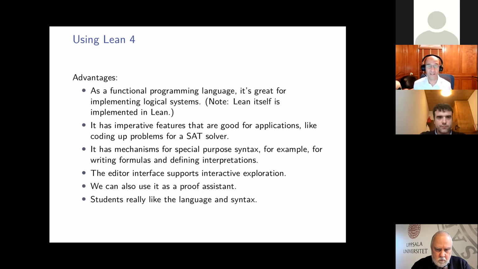So what were the benefits? Well, there were a lot. First of all, as we'll see, as a functional programming language it's really great for implementing logic. As evidence for that, Lean itself is implemented in Lean. So it really is good for implementing logical systems. But I'll show you that the language has some imperative features as well, and those were really essential for a lot of things we did. The most natural way to code something up was just to write a loop and use arrays and so on, and you can do that in Lean.